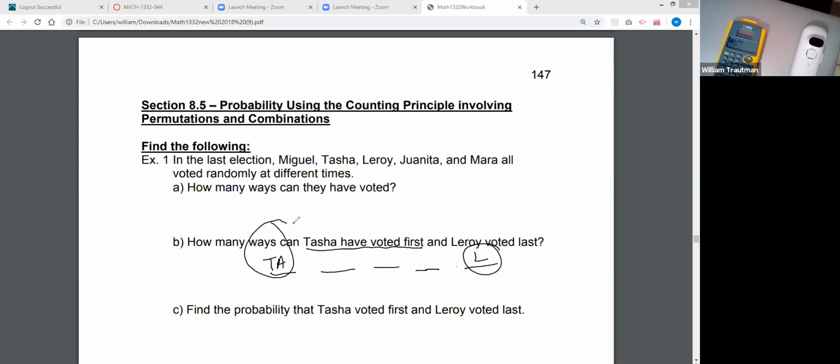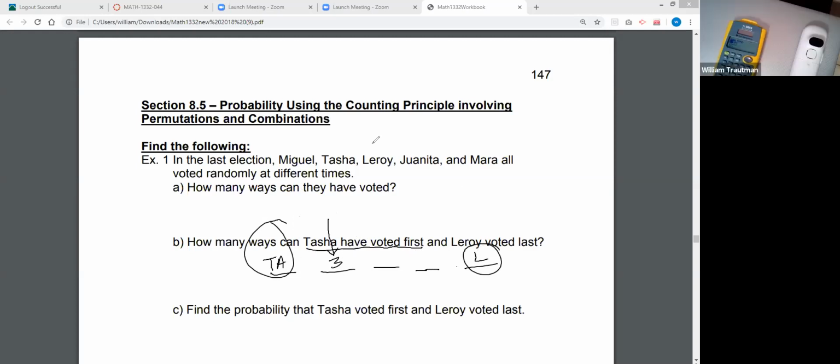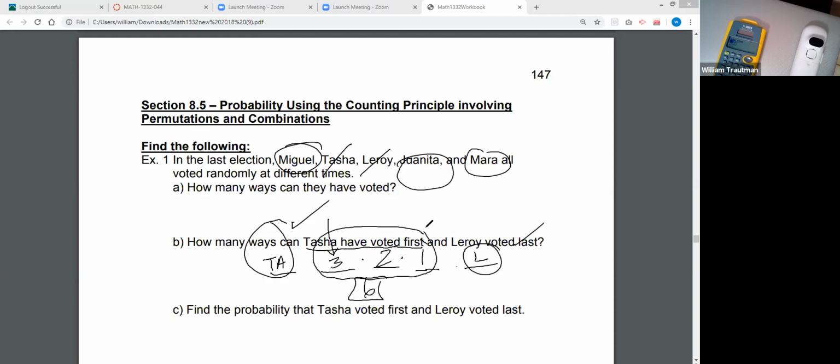So how many people do I have to pick in this spot? Three. Yeah, there's three more people. Tasha and Leroy stay there. So there's five total. Leroy and Tasha are done. I have three more people to go in that first spot. Once that person has voted, then there's only two people left for this spot. Then there's only one left for this spot. So there are only 3 × 2 × 1, or 6 different ways. How many ways can Tasha have voted first and Leroy last? There are 6 ways, because those guys are in there. These are the only 3 spots that can vary, and 3, 2, and then 1.